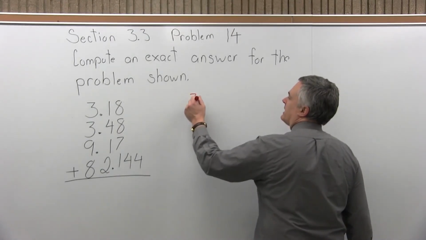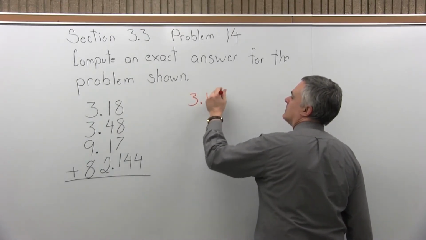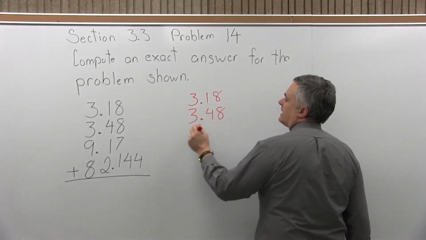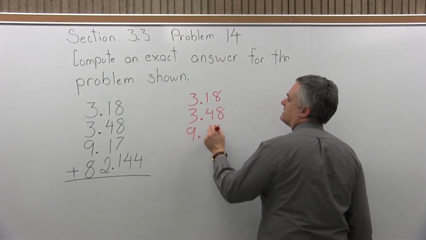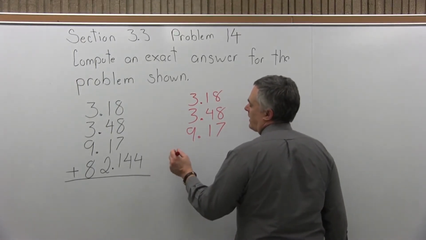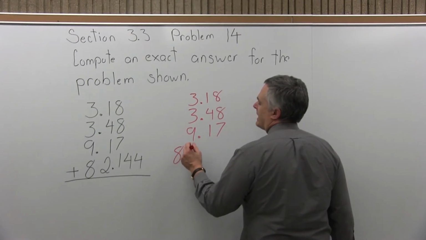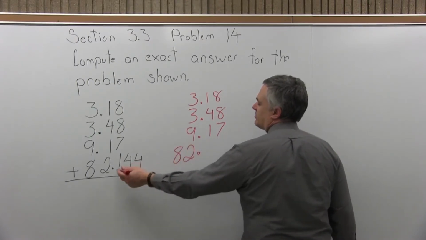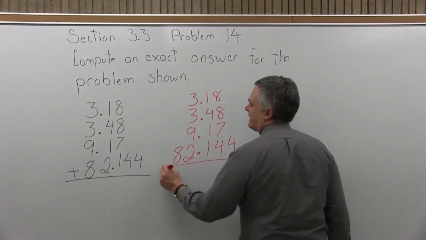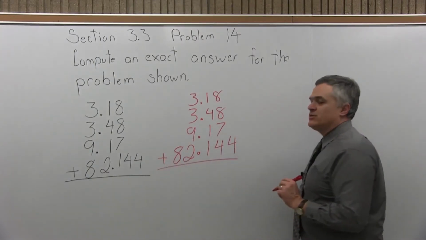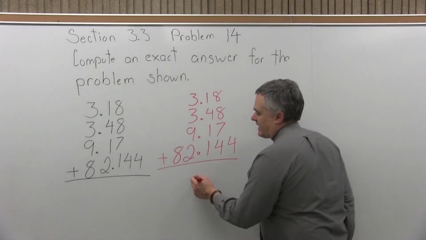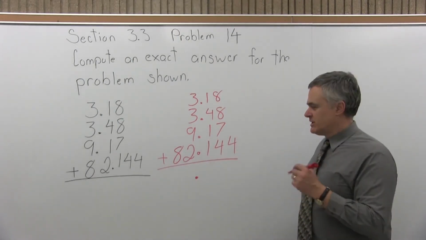The 3.18 I will keep. 3.48 is also good. 9.17 is good the way it is. Now the 82.144, I need to write so that the decimal point in it lines up with the other numbers that I need to add. Written this way, now the decimal points all line up vertically and it will stay in line in my answer. So I'll bring it straight down.